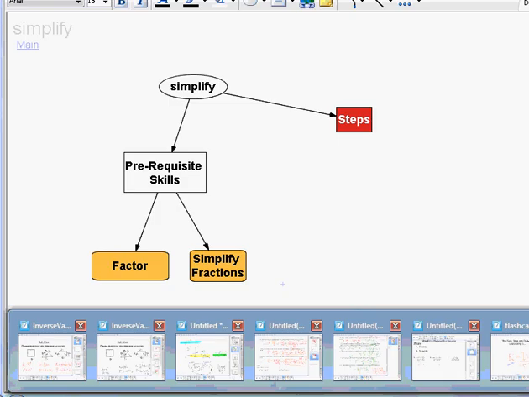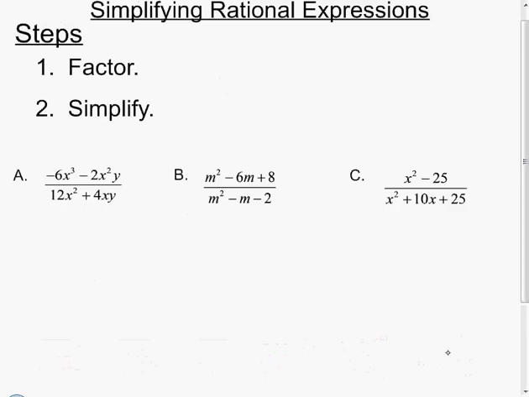So let's move over to some prefabbed materials I have here with regard to simplifying rational expressions. The steps here, if you notice, are pretty straightforward. Step 1 is to factor, and this is to factor anywhere possible in the numerator or denominator, or both. And then step 2 is to simplify using our fraction rules.